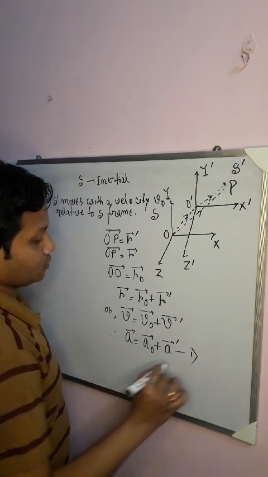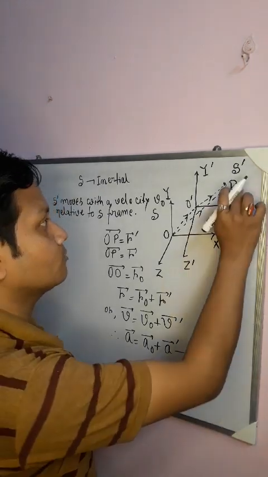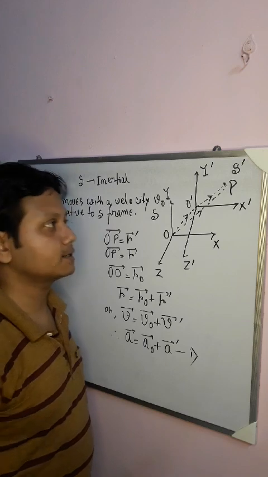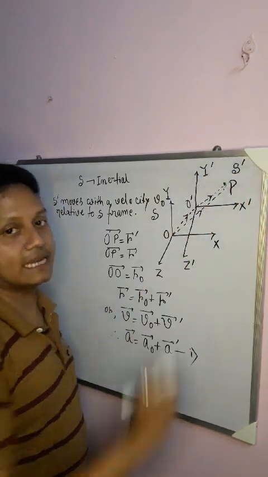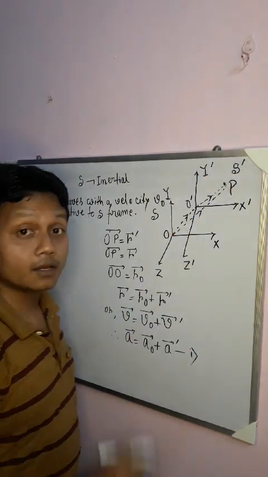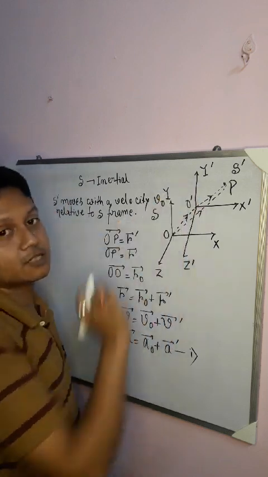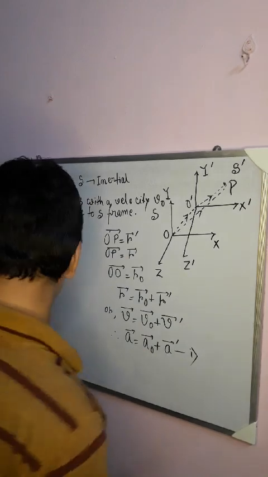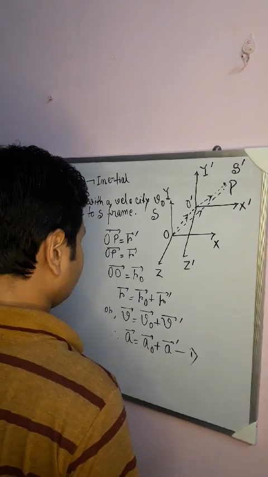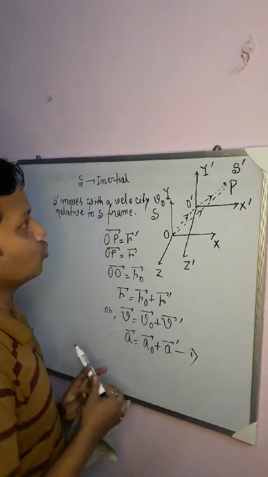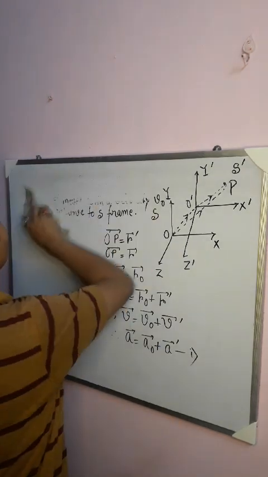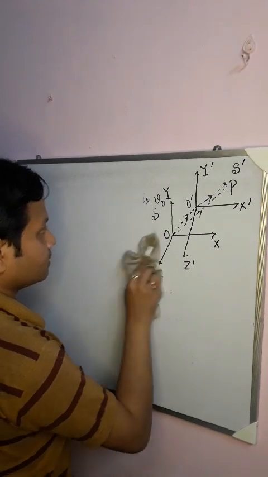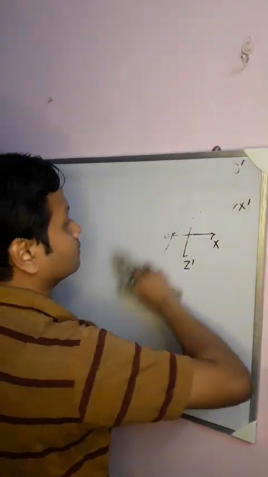Okay, so what is a? Acceleration of the particle relative to the S frame. What is a dash? Acceleration of the particle relative to the S dash frame. And what is a naught? Acceleration of the S dash frame relative to S. That means the S dash frame is accelerating. Okay, so this we must know; this is the first thing that we should know before starting the rotational motion of frames.